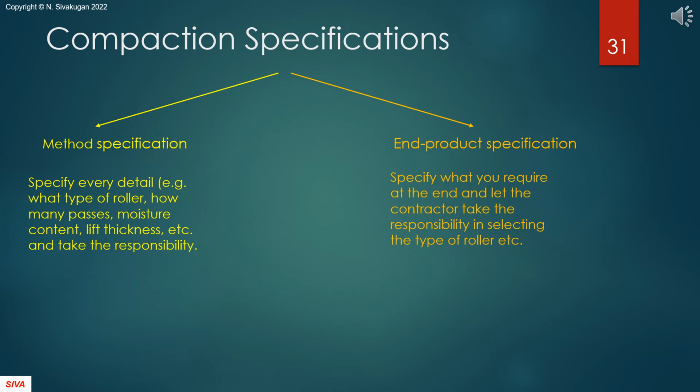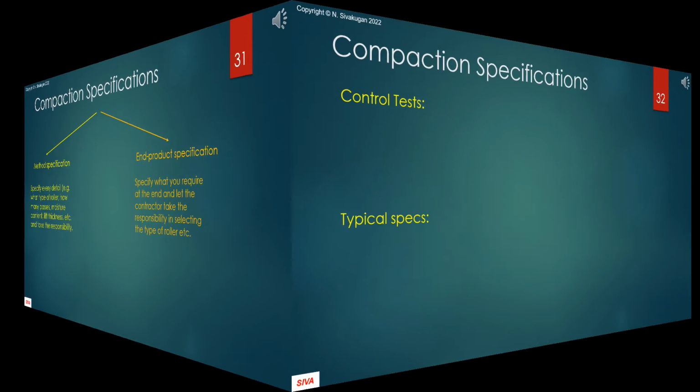There are 2 different ways of telling the contractor how the compaction is to be done. They are method specification and end product specification. In method specification, we specify every detail such as roller type, number of passes, lift thickness, and moisture content, and take the responsibility for the outcome. In end product specification, we specify what we require as the end product and let the contractor select the variables and take the responsibility for the outcome.